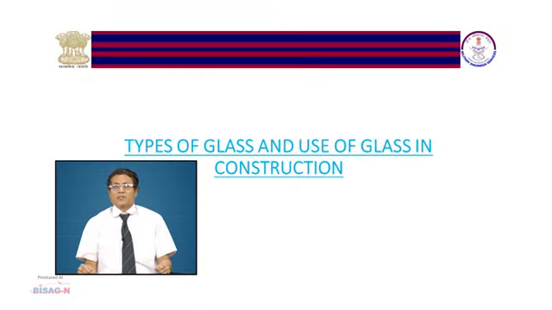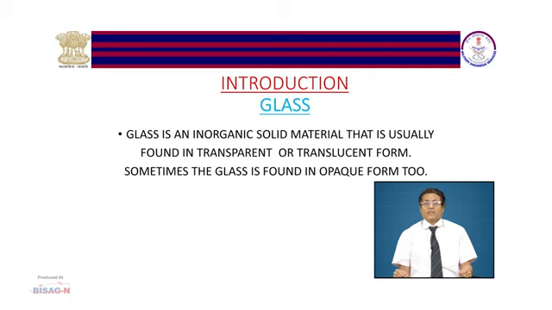Within some minutes I am going to brief about the types of glasses and their use in construction. What is glass? Glass is an inorganic solid material that is usually found in transparent or translucent form.